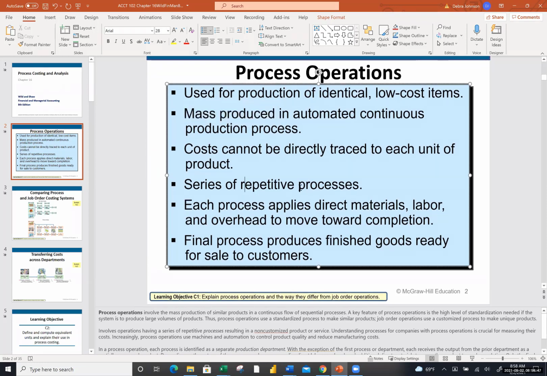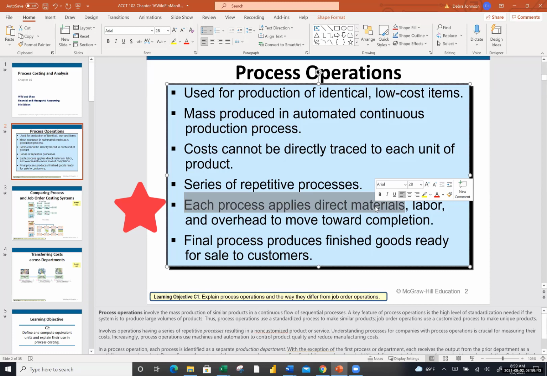We said it was repetitive processes. You saw those sewers, they just sew all day long. That's what they do for 8 hours a day. And as that ball got bigger, as it went through from the pill to the adhesive, to the wool, to the final cover, it keeps increasing the costs. So the costs get transferred from one department to another department. That's how this is different.